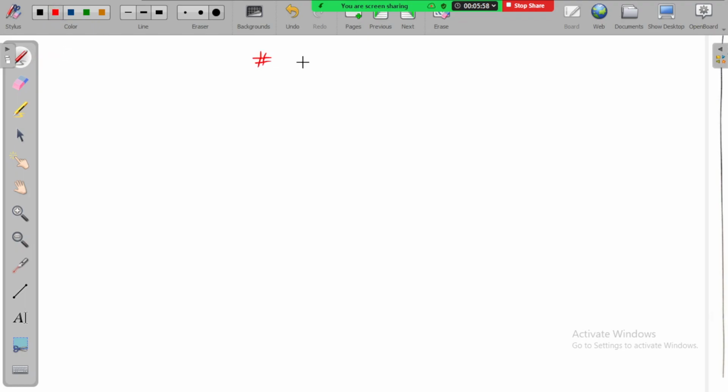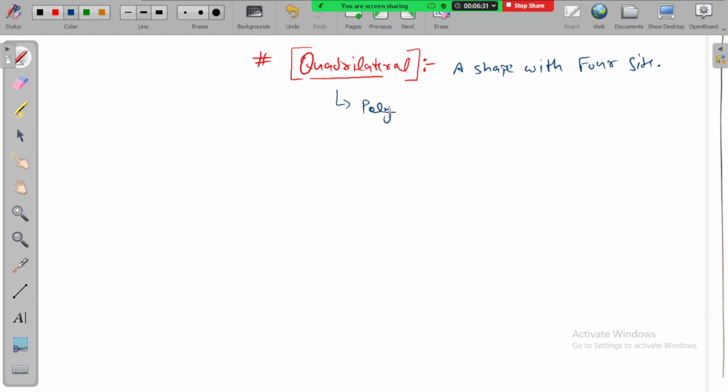So if I tell you about quadrilaterals, first of all, just tell me what we mean by a quadrilateral. What's the meaning of this word that we are writing? A shape with four sides. Perfect. A shape made up of four sides. Or you can also call it a polygon, a polygon with four sides. Yes or no? Okay.